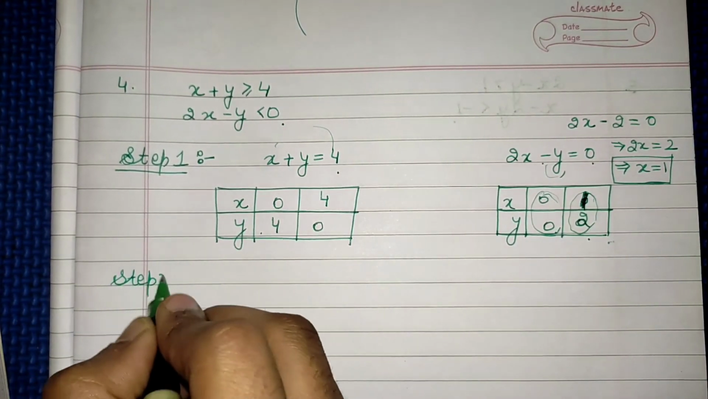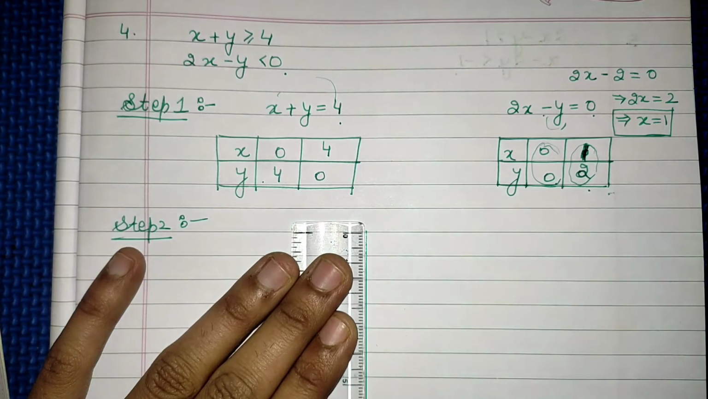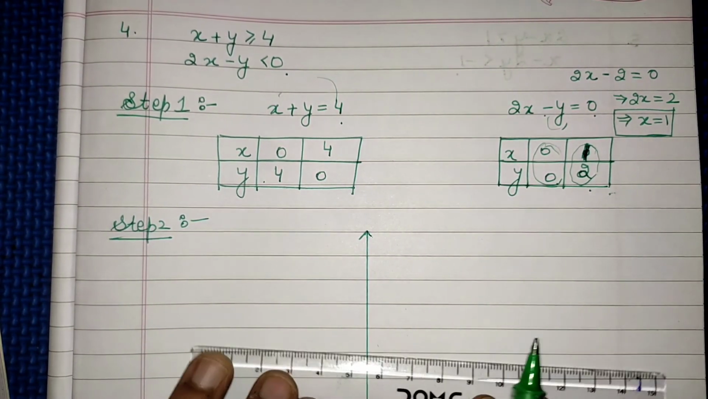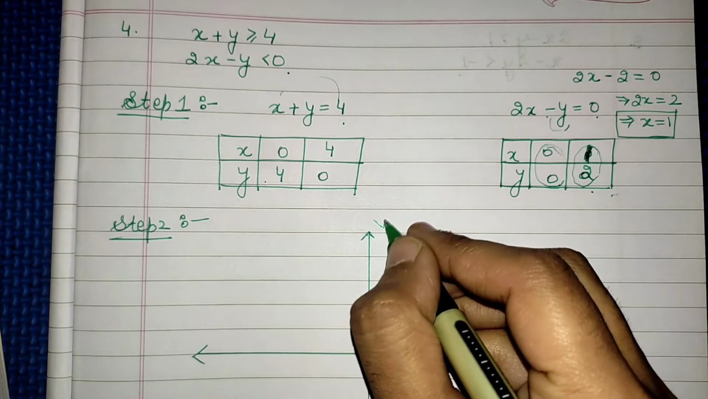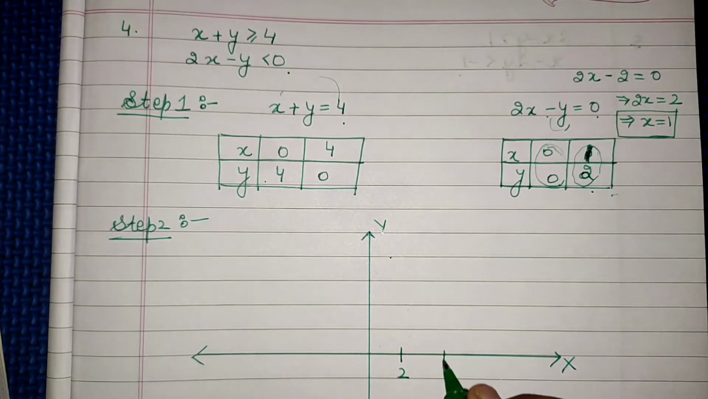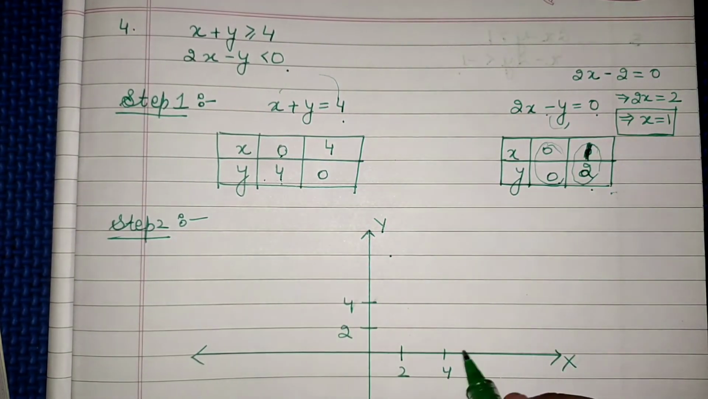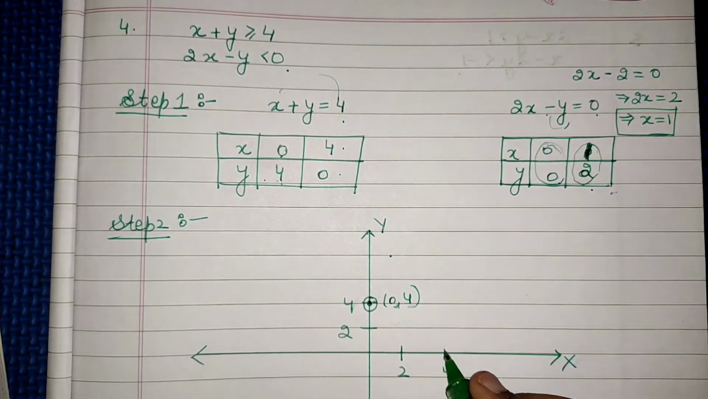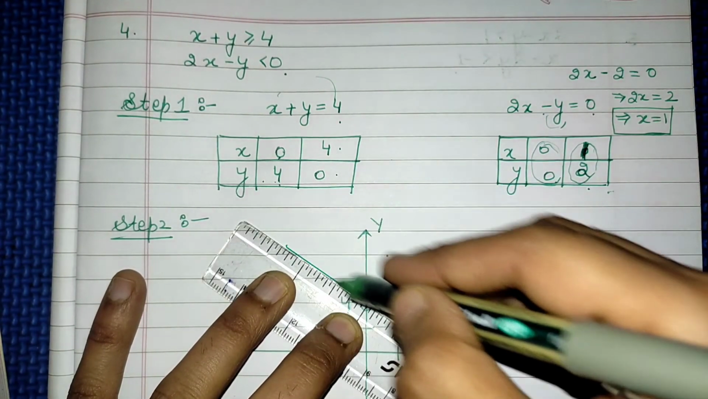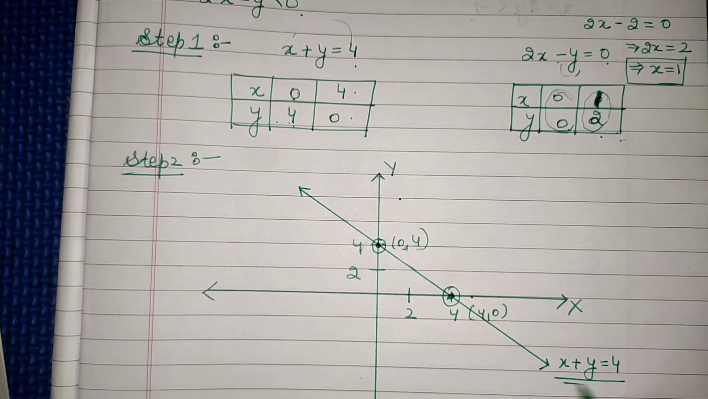So in step number 2, what do we have to do? We have to plot these points on the graph, and you will get the two equations of the lines. This is x and this is my y. My first point is 0, 4. This will be my point 0, 4. And the second point is 4, 0. This will be my second point, which is 4, 0. So join these 2 points, and you will get the equation of the line, which is x plus y is equal to 4.